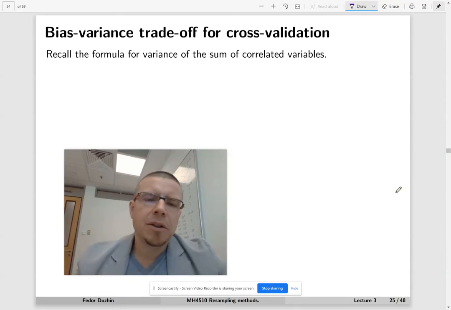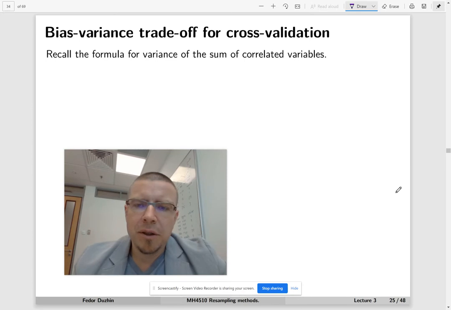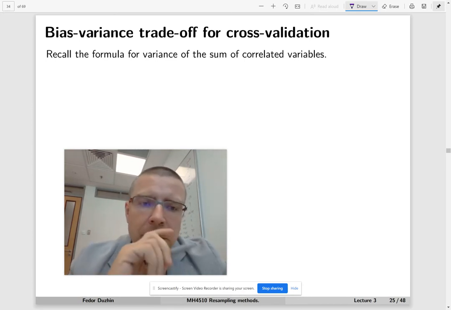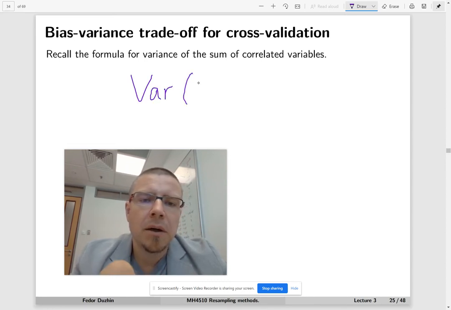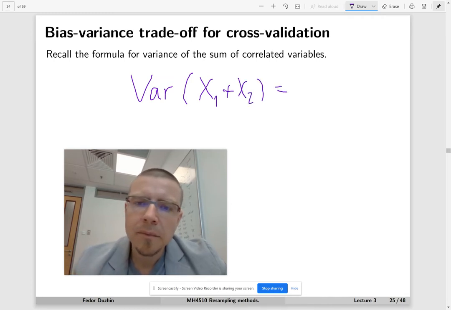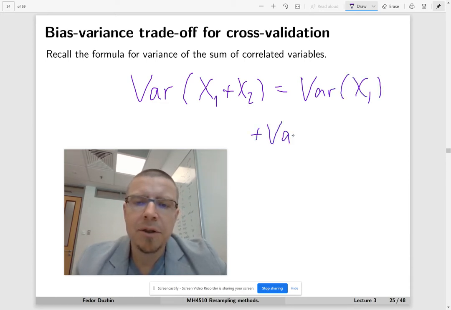Okay, so in order to understand this section, we need to recall the formula for variance of the sum of correlated variables. That should be familiar to you from basic probability, I think. So it looks like this. Variance of the sum of two random variables, say x1 and x2, is variance of x1 plus variance of x2 plus there is the third term.